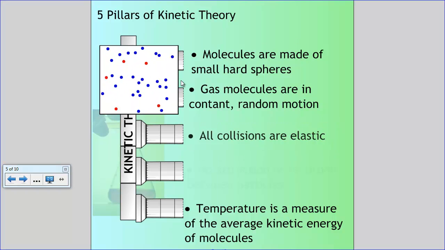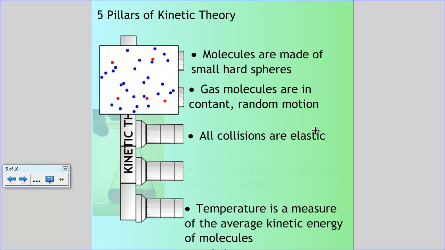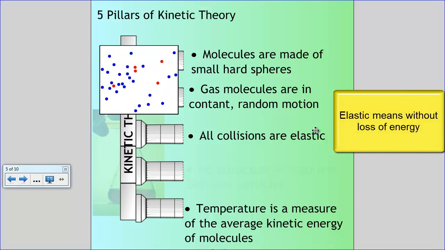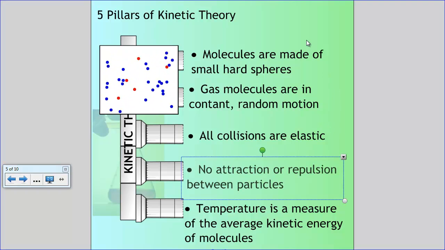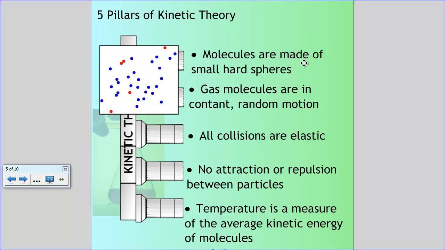The third one is not really shown that well in the diagram, but it means that all collisions are elastic. If you watch the pop in here, it should help you out with that a little bit. But elastic in the sense of molecules doesn't mean stretchy. Elastic means that energy gets completely transferred. If they run into each other, they don't lose their energy. The energy gets transferred from one particle to another. That doesn't matter a whole lot to us at this point, but just keep in mind that we're not losing energy as they hit things. The fourth point is that there's no attraction or repulsion between the particles.